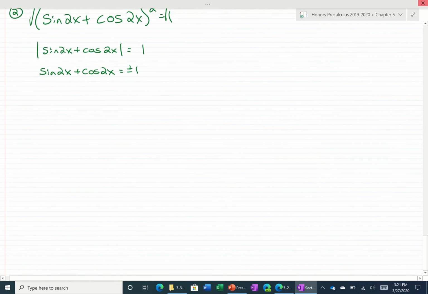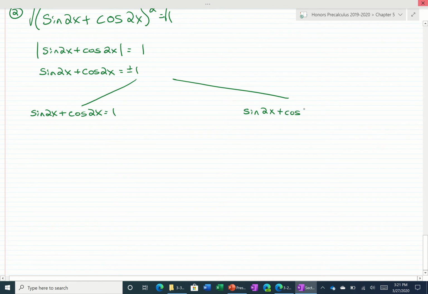So the way that we solve a problem like this is we say the sine of 2x plus the cosine of 2x could be 1, or sine of 2x plus the cosine of 2x could be negative 1. Let's use our double angle formulas. This would be 2 sine of x cosine of x plus, now we have 3 options we could use for this.